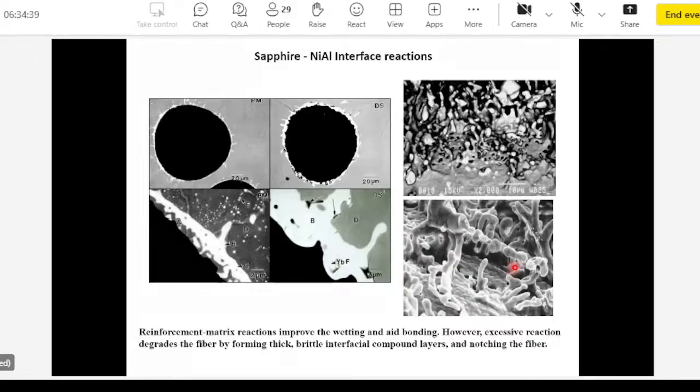We know the Griffith theory of brittle fracture. We have a thin notch and that can weaken the material. So ideally, you don't want to have very severe reaction. You want to have mild reaction, just enough for bonding to take place.